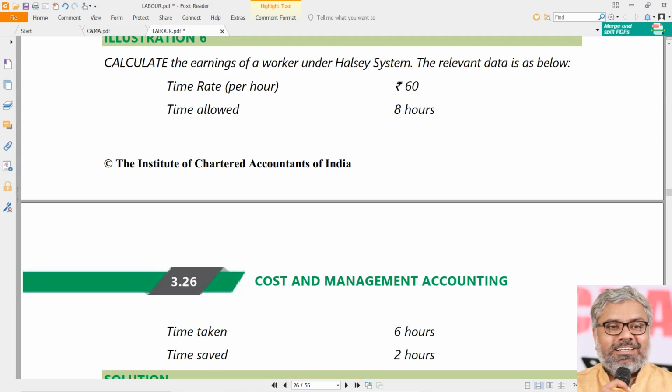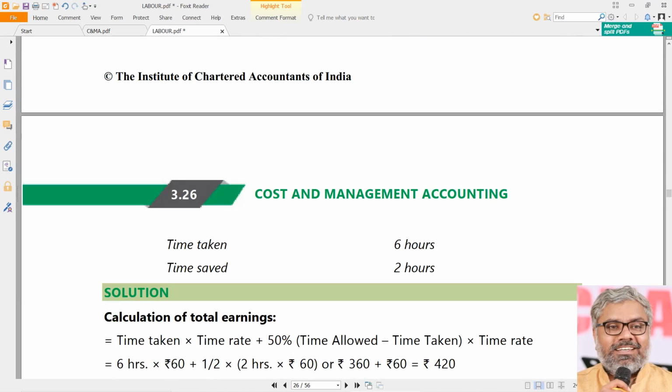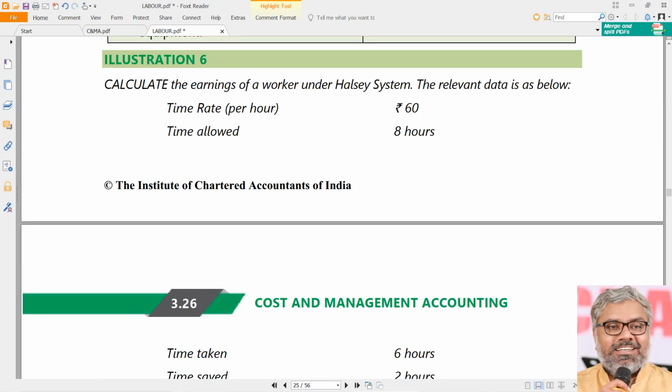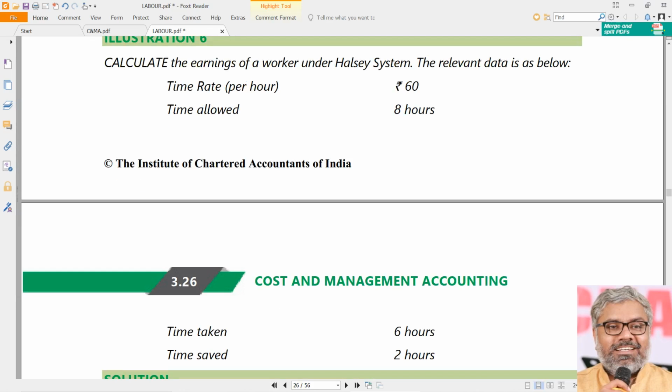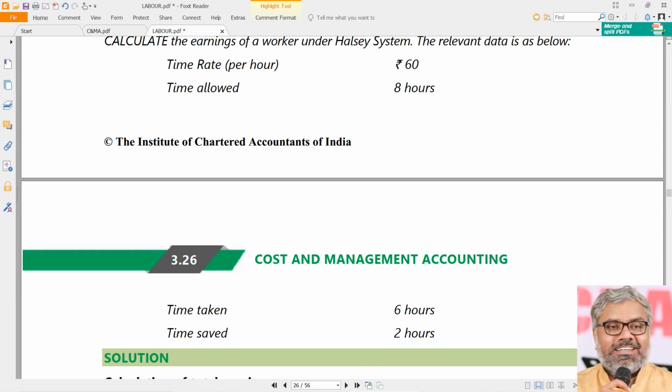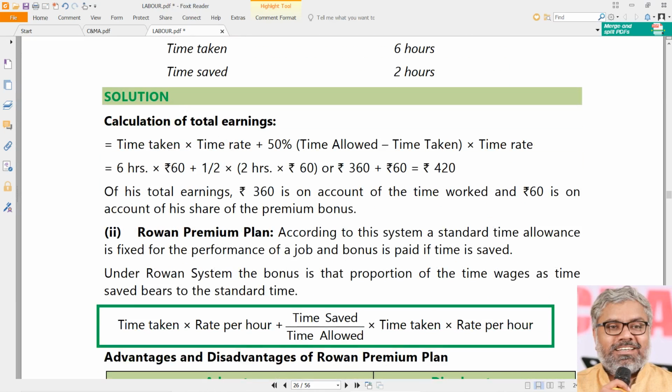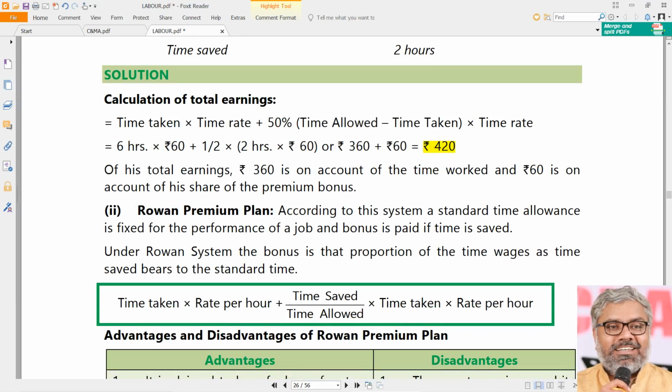First of all, time taken into wage rate. Time taken is how much? 6 hours. 6 into 60. That comes to 360 rupees. Keep it aside. That is basic time wages. Then half of time saved into time rate. So 2 hours. 2 into 1 by 2. Half only. 50% of 2 is 1. 1 into 60 is 60. So 360 plus 60, 420 will be the final answer. That is the total wages to be given to the worker.